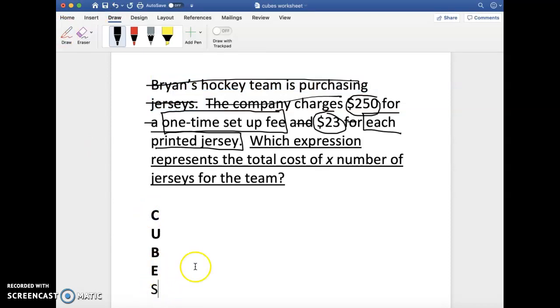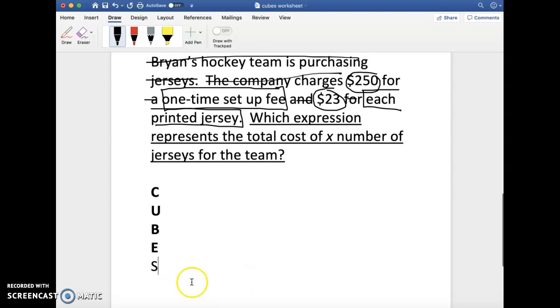Now it's time to solve. What I have left is $250 for a one-time setup fee and $23 for each printed jersey. So which expression represents the total cost of X number of jerseys for the team? So $250 for a one-time setup fee. I know that is just going to be a one-time fee, so I'm just going to put that there. And then $23 for each printed jersey.